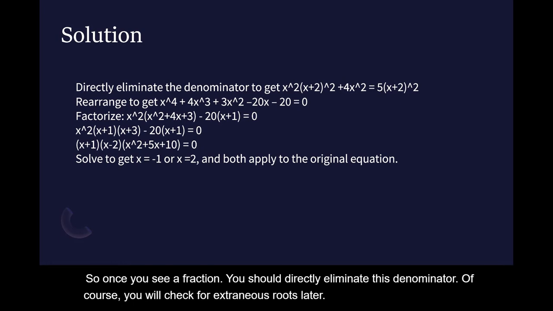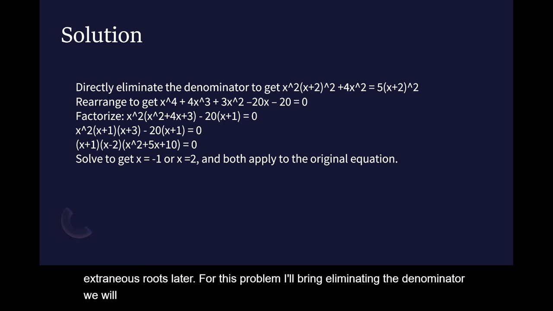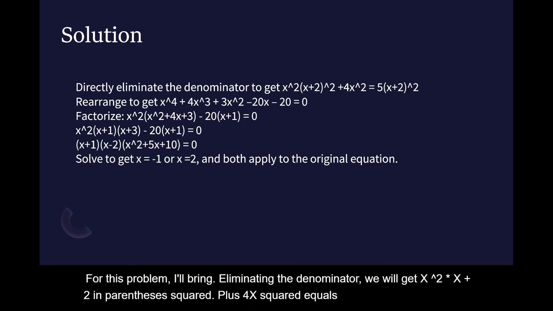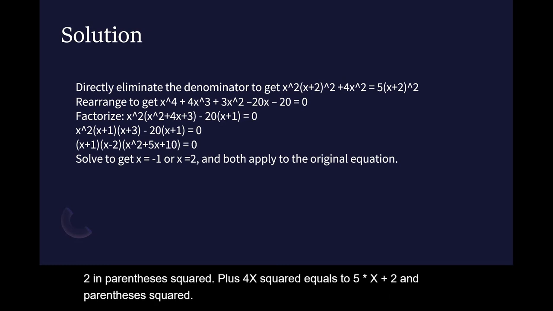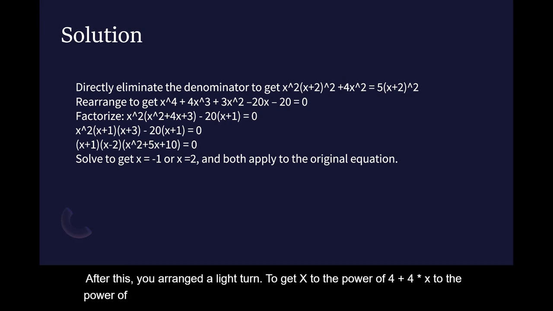For this problem, after eliminating the denominator, we will get x squared times (x plus 2) squared plus 4x squared equals 5 times (x plus 2) squared. After this, you arrange the like terms to get x to the power of 4 plus 4 times x to the power of 3 plus 3 times x to the power of 2 minus 20x minus 20 equals 0.